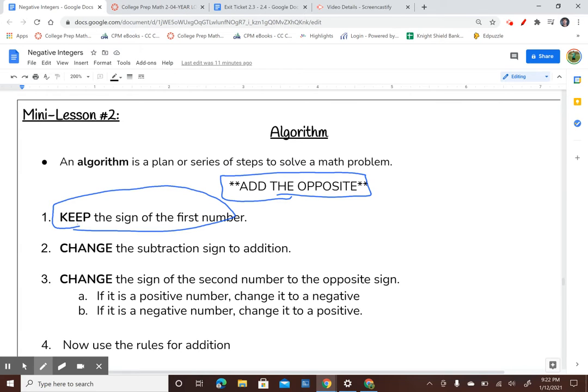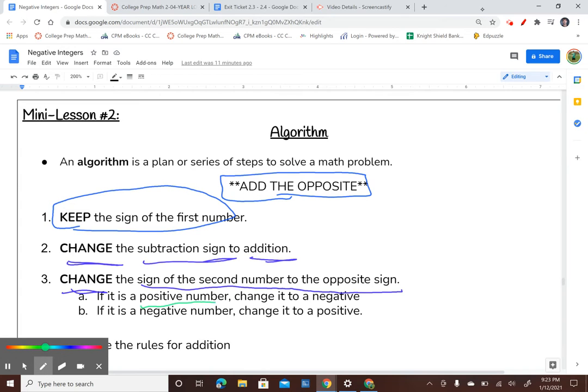We're not going to change it at all, but then we are going to change the subtraction sign to an addition sign. And then we're also going to change the sign of the second number to the opposite sign, meaning that if it is a positive number, we are going to change it to a negative. And if it is a negative number, we're going to change it to a positive.